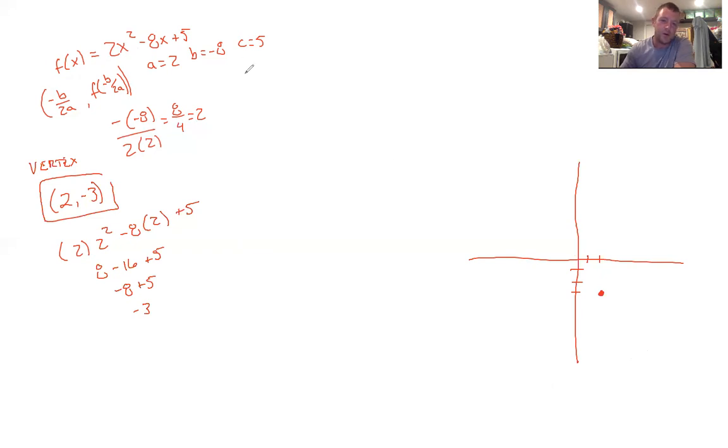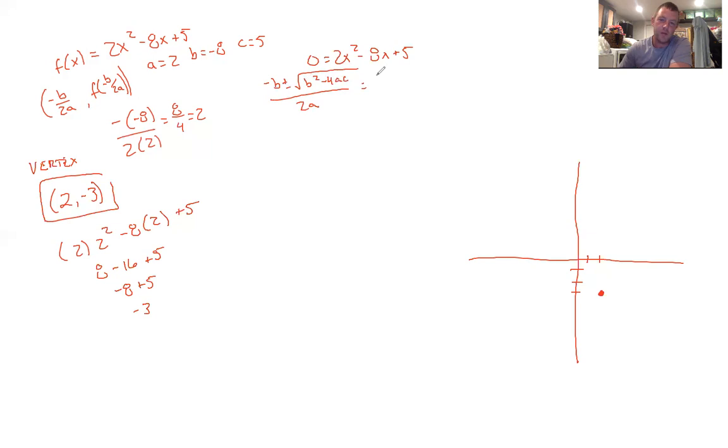Okay, so I'm going to plug 0 in for y. Okay, so 0 is equal to 2x squared minus 8x plus 5. Well, how am I going to find the x-intercepts now? I need to solve this out. Well, that's the quadratic equation. Okay, so it's negative b plus or minus the square root b squared minus 4ac divided by 2a. Okay, and I'm going to get two answers because of the plus minus.